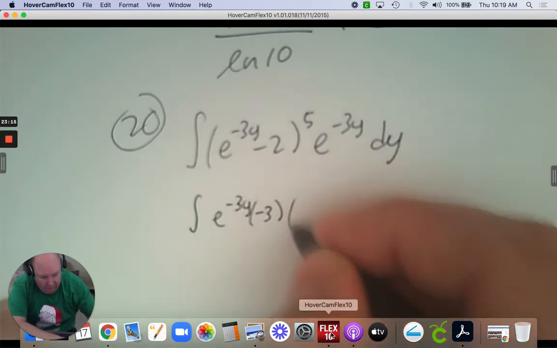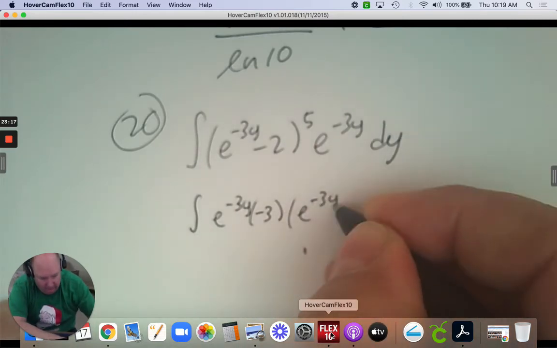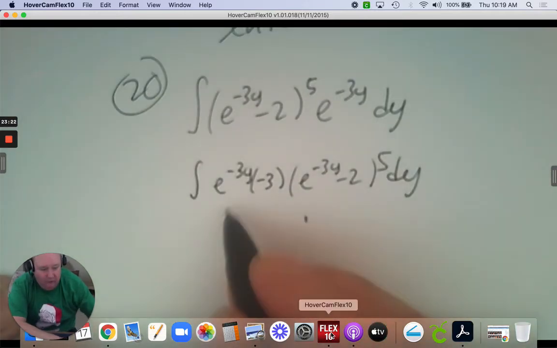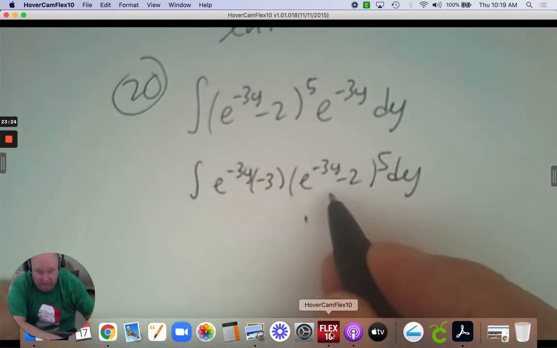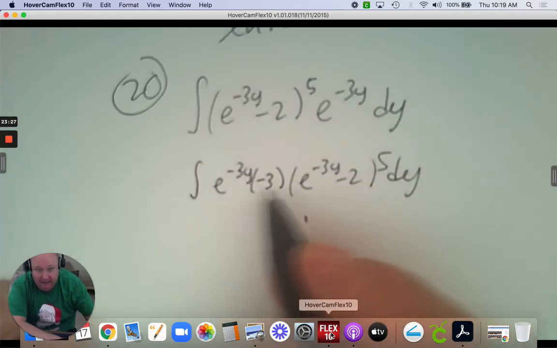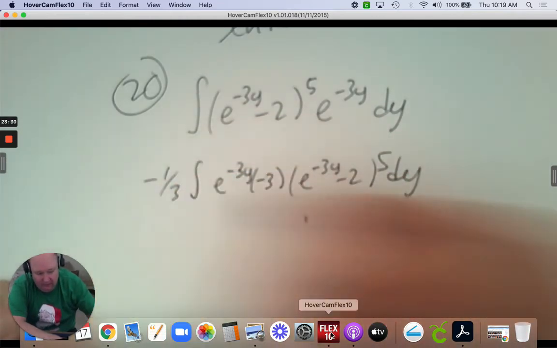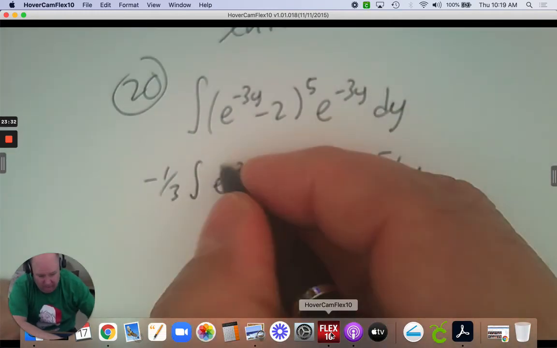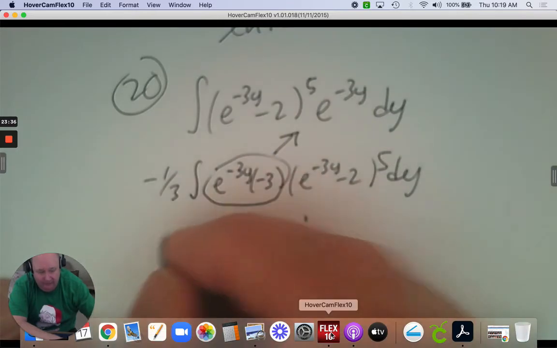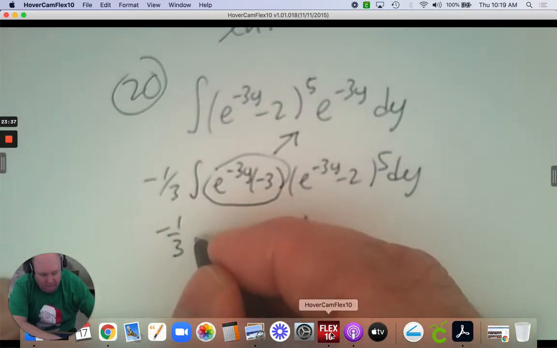And then I'm going to rewrite e to the negative 3y, subtract 2 to the 5 dy. So that's the correct hook on with this base. What I have is something similar, but I have an extra negative 3. So to undo it, I need a negative 1/3. Then I circle the entire hook. I unhook it. And then the answer is negative 1/3.